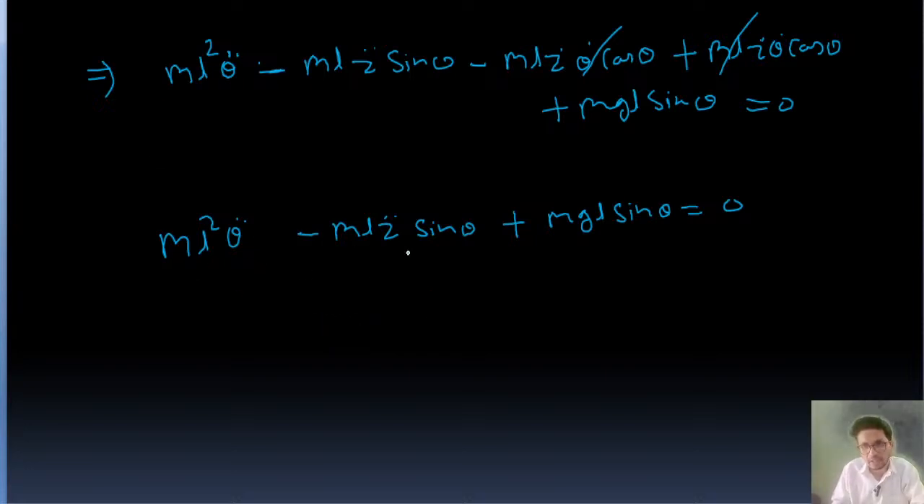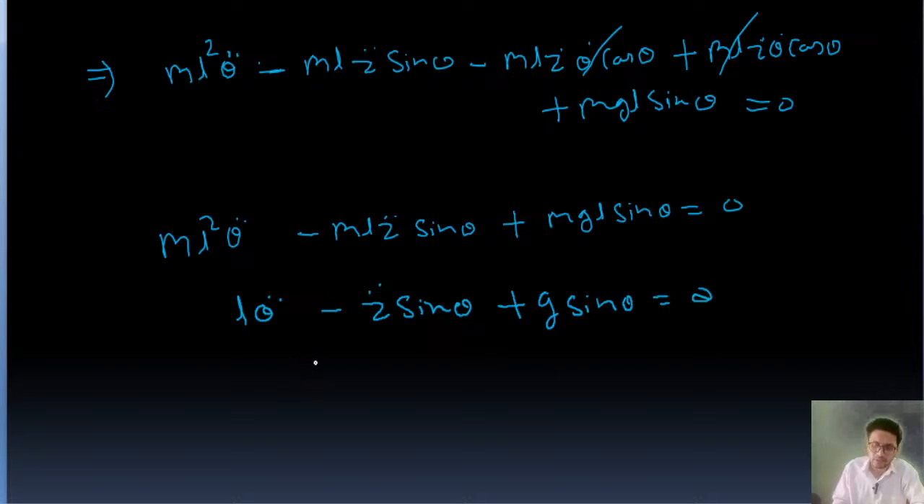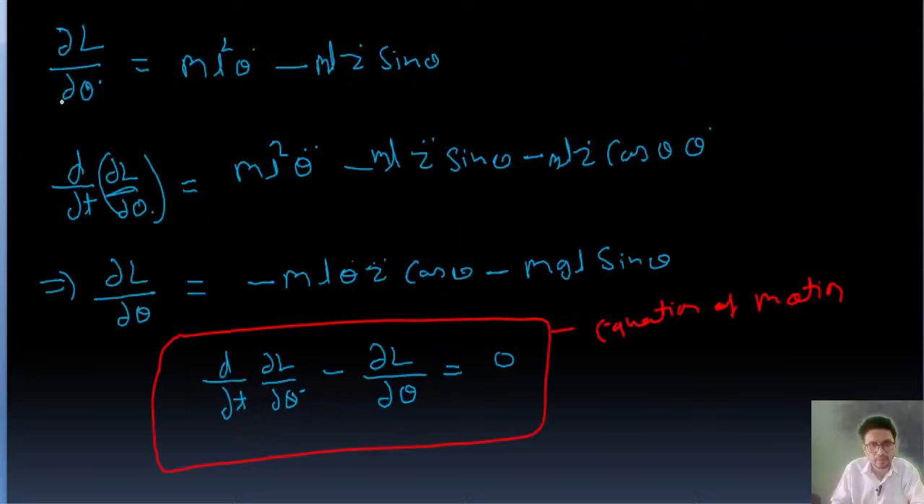We can see there is m l in all the terms, right? So we can divide by m l, so this is going to be l theta double dot minus z double dot sin theta plus g sin theta equal to 0. Okay, this one. Now guys, since the z value is given, z equal to a sin omega t.